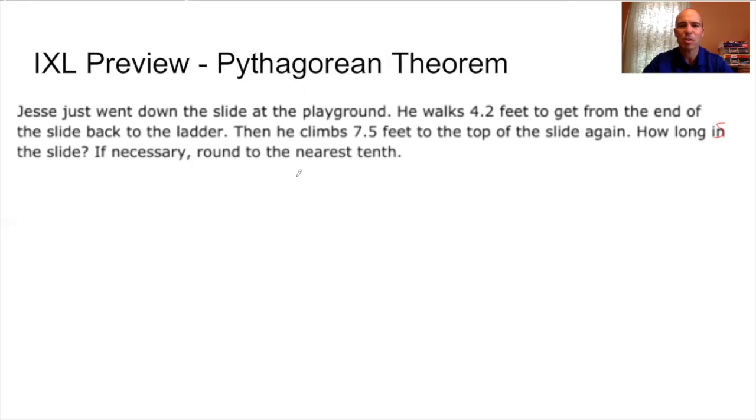All right, but anyway, so what do we got? We've got, from the end of the slide to the ladder. So I'm imagining the ladder is straight up and down, as ladders tend to be, right? This is the slide. This is your ladder. And this is just the other side of the triangle. Now, what represents what? He walks 4.2 feet from the end of the slide back to the ladder. From here to here is 4.2 feet.